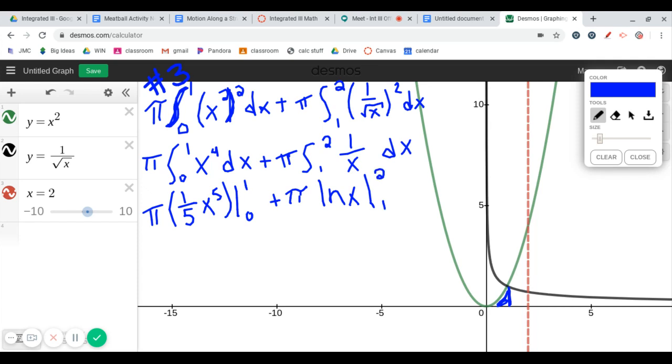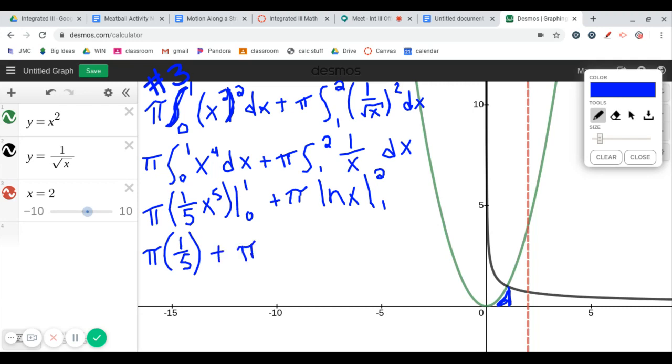Alrighty, fundamental theorem of calculus. So this becomes pi times 1/5. Plug in 1 for x, so 1 to the 5th power is just 1. 1 times 1/5 is just 1/5. Minus, when you plug in 0 for x, that's just 0. So this term is just pi times 1/5.